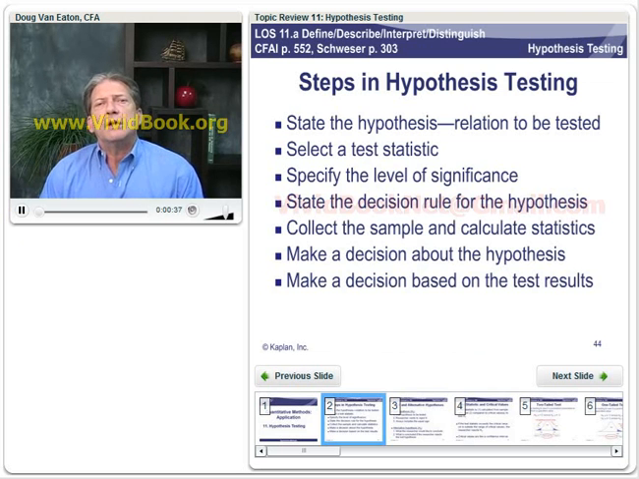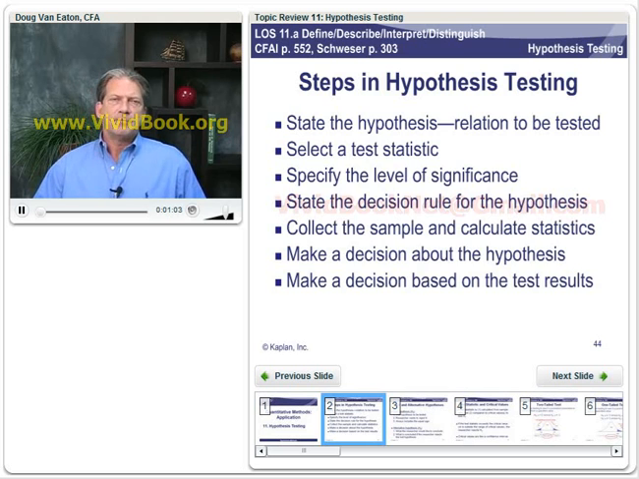Once we've done that, we collect the sample data, we calculate the statistics, and then we make our decision based on our decision rule and the results of our calculations from the sample. And then we make a decision based on the test results. So a decision about the hypothesis, and then maybe a decision about investment or economic action based on the test results.